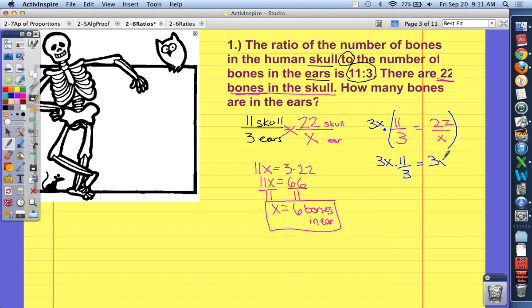You have to multiply everything in the equation, though, by the 3x, or you won't be keeping the equation equal. Now here on the left, the 3's cancel each other out, and I'm left with 11x. Here on the right, the x's cancel out, and I'm left with 3 times 22, or 66. Do you see why cross multiplication works? You're actually just solving the equation normally. The cross multiplying is a shortcut, so make sure you understand that. All right, let's go on to the next one.